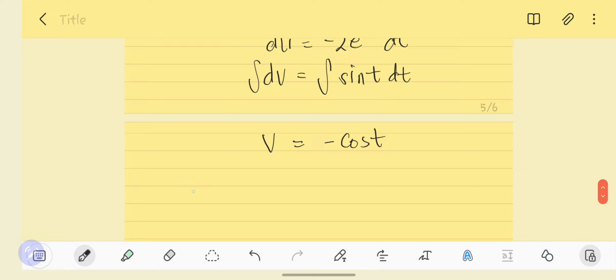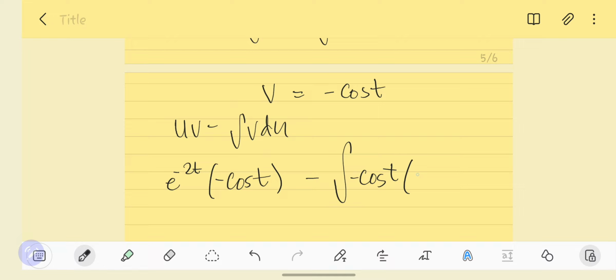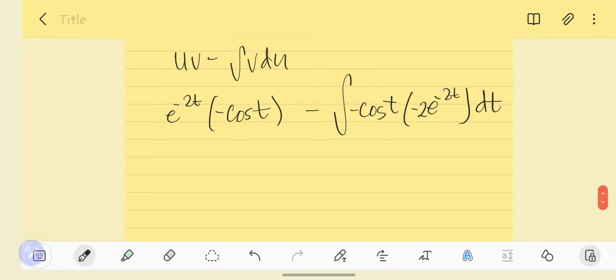Now plugging this into our uv minus the integral of v du, we now have e to the negative 2t times negative cosine t minus the integral of negative cosine t times negative 2 e to the negative 2t dt. Now we have this integral again, so we will use integration by parts again.